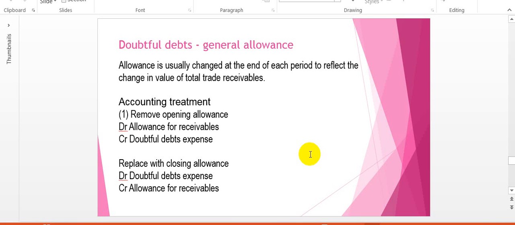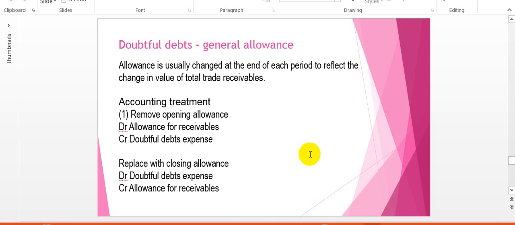This we do by debiting the allowance for receivables and crediting the doubtful debt expense, then replacing with the closing allowance, which would be to debit the doubtful debt expense and credit the allowance for receivables. This will effectively either reduce the allowance or increase the allowance depending on the circumstances or what you are given in the question.